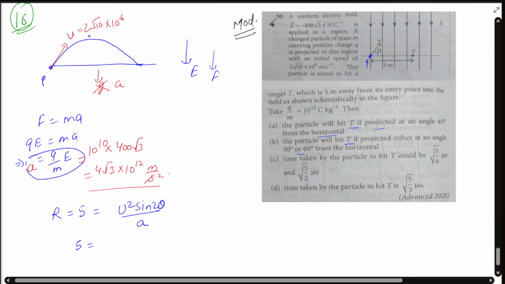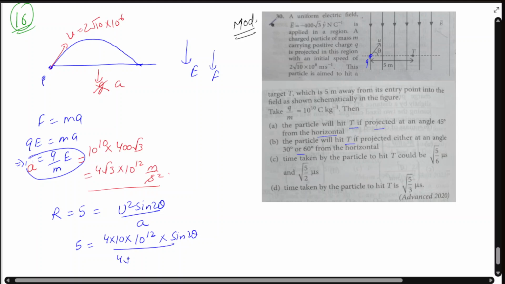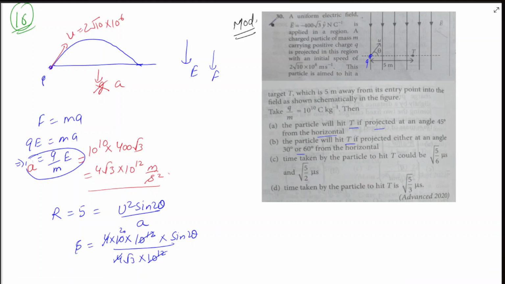U square will be 2 root 10 squared, so 4 into 10 raised to power 6 will be 10 raised to power 12, sine 2 theta as it is, and a is 4 root 3 into 10 raised to power 12. So 10 raised to power 12 will get cancelled, 4 will get cancelled. This is 5 by 2, so root 3 by 2. So sine 2 theta will be root 3 by 2.